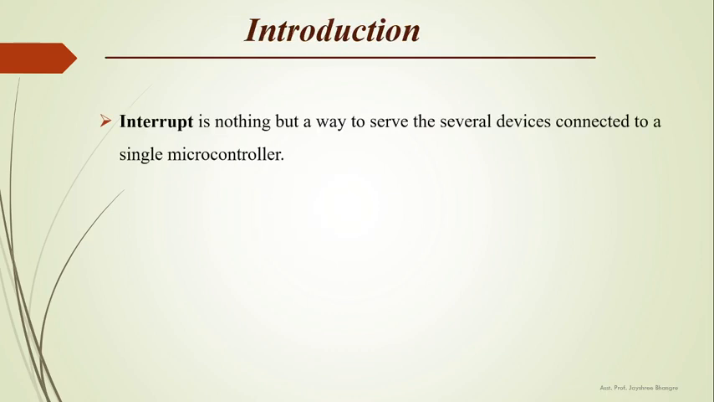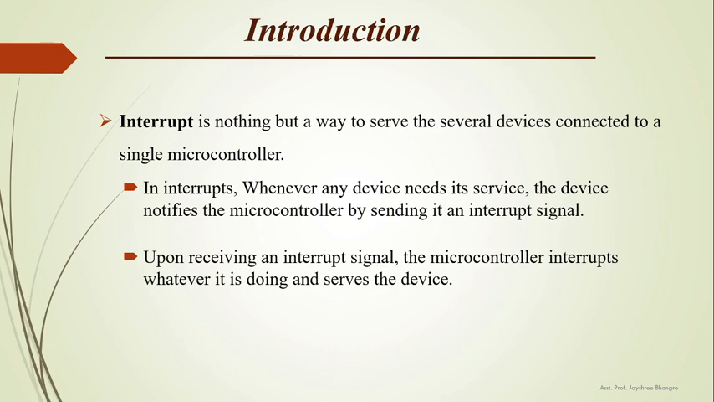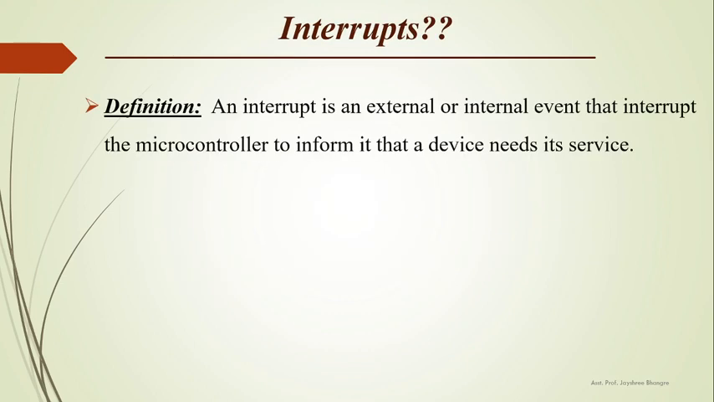So what is an interrupt? Interrupt is nothing but a way to serve the several devices connected to a single microcontroller. In interrupts, whenever any device needs its service, the device notifies the microcontroller by sending it an interrupt signal. And upon receiving this interrupt signal, the microcontroller interrupts whatever it is doing and serves the device. So this is the definition for interrupt.